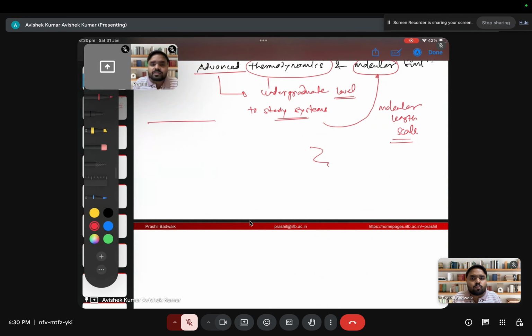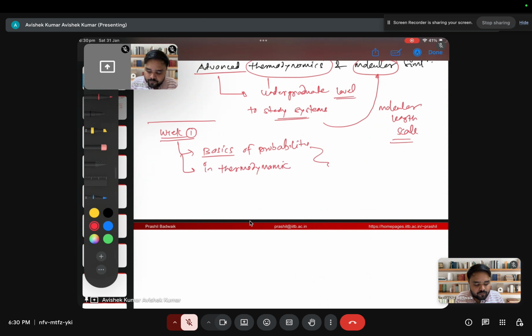So this is our week 1. In this week we have studied basics of probability. If you just go through those lectures, and use this probabilistic understanding in thermodynamics, these simple probability concepts can be applied to develop a methodology that can be used to study the systems at molecular length scales.